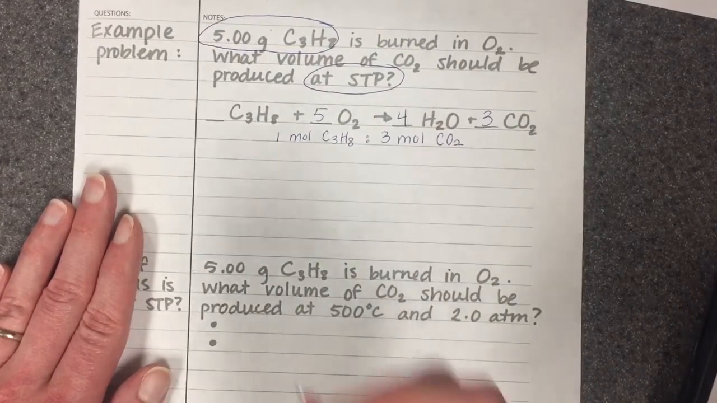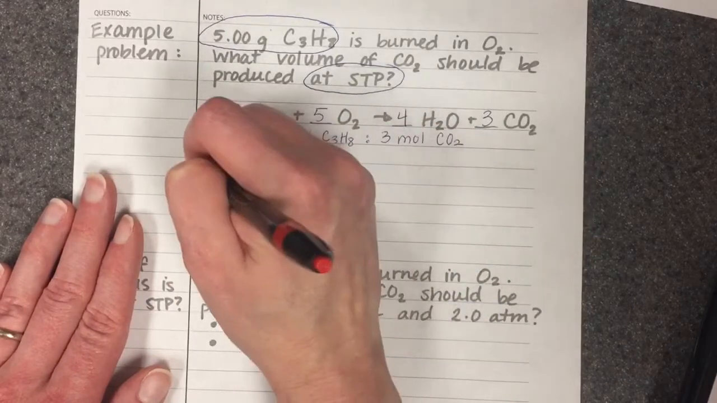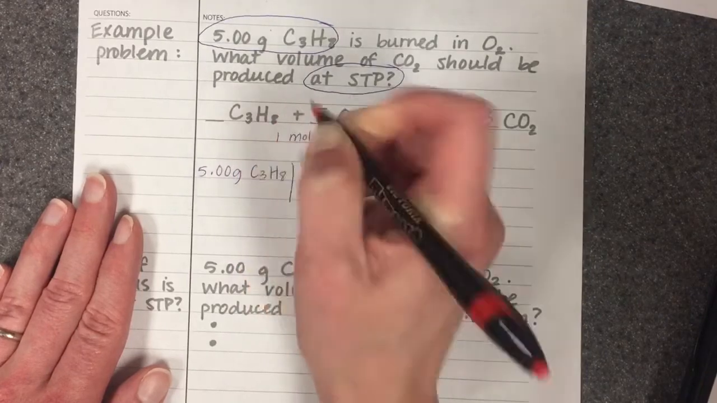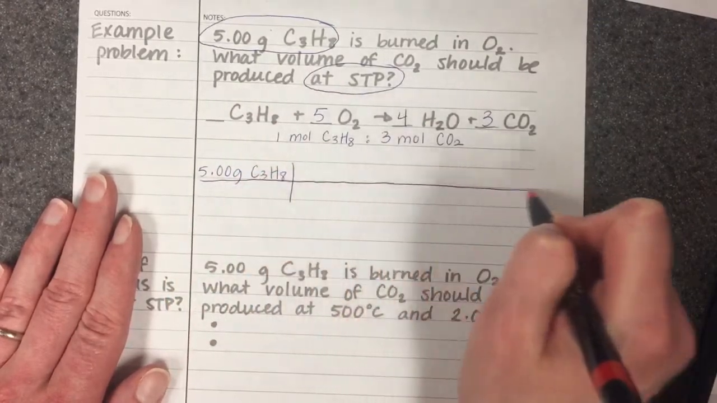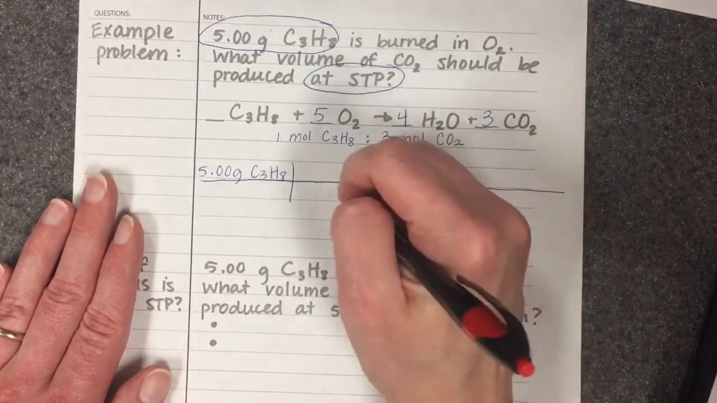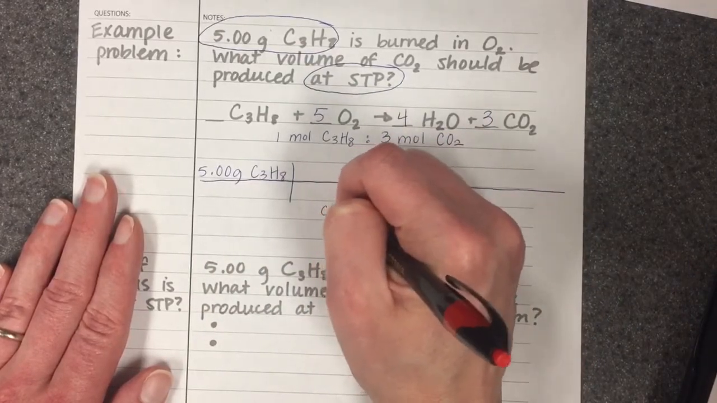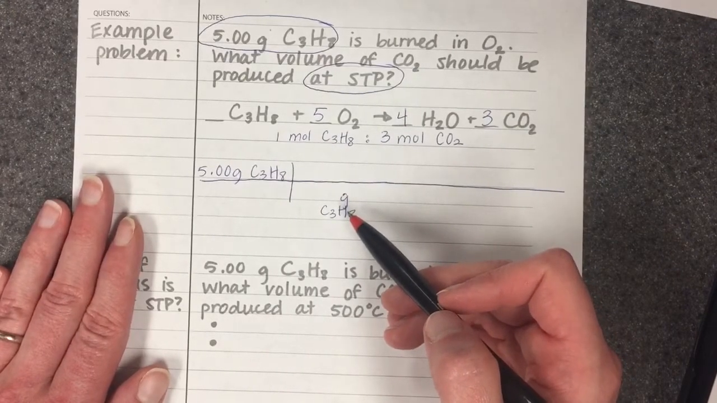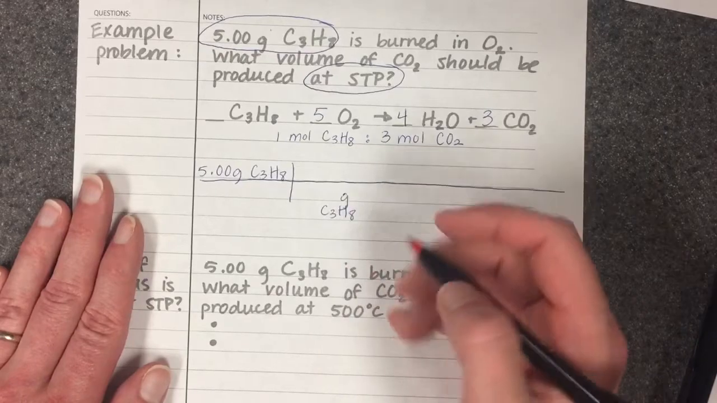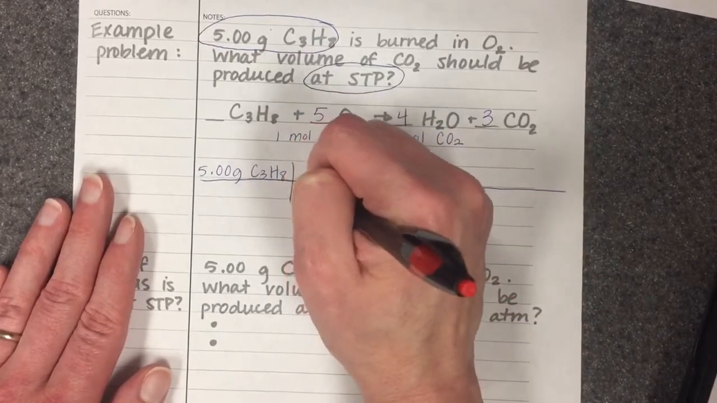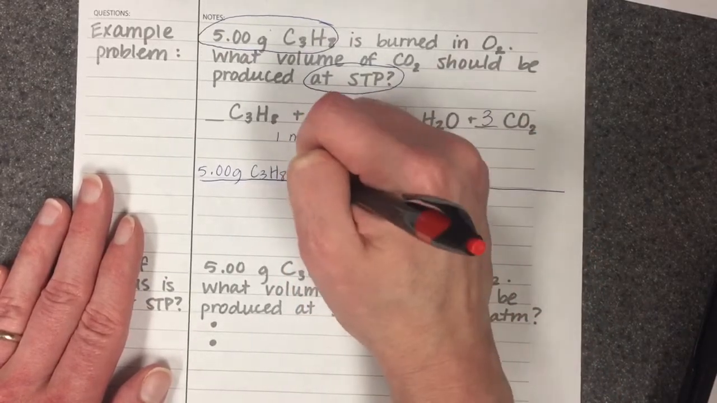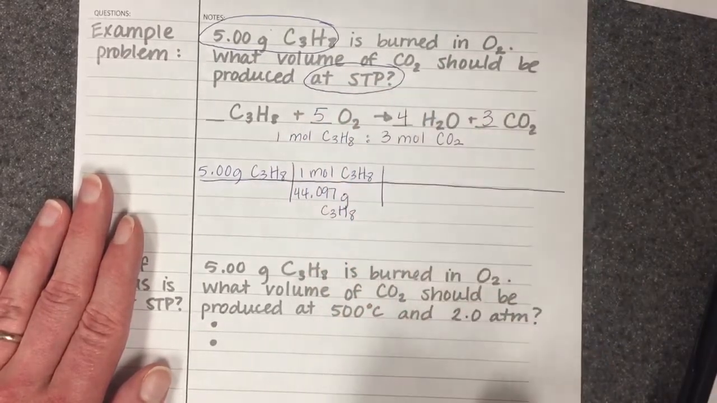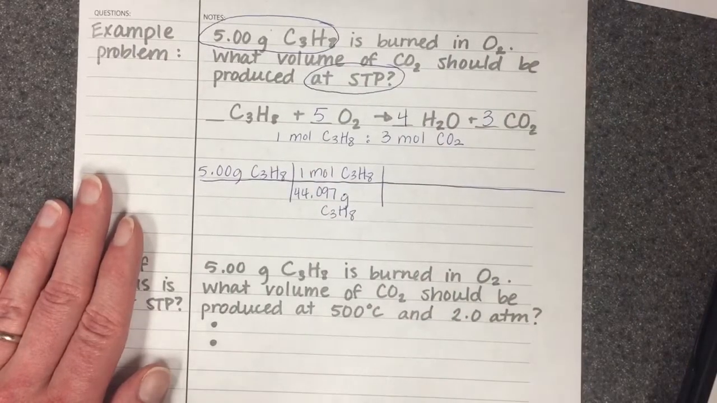We're going to start the problem with the 5 grams that we're given. So 5.00 grams of C3H8. If I'm starting with grams, then I need to drop that unit down. And anytime that I have grams, I know that I need to look at the periodic table. So if I add together 3 carbons and 8 hydrogens, we get 44.097. And again, that's equal to 1 mole of that substance, C3H8.